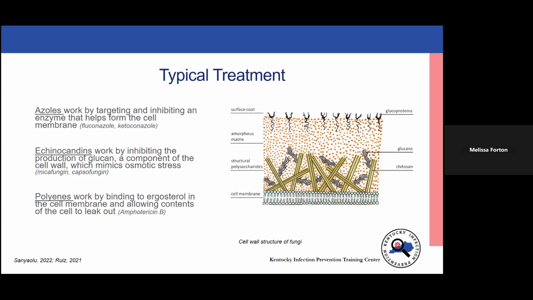Now, when we think about treating a fungal infection, we have three groups of medications, three classes of medication. So the azoles are things like fluconazole, ketoconazole, clotrimazole; the echinocandins, which are things like micafungin and caspofungin; and then amphotericin B. All three of these work differently, but they all work by attacking or interfering with the fungal cell wall or cell membrane.